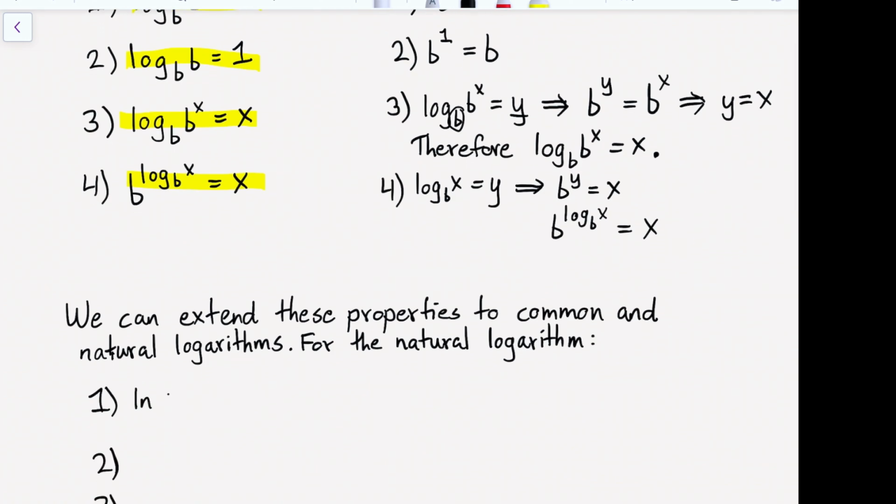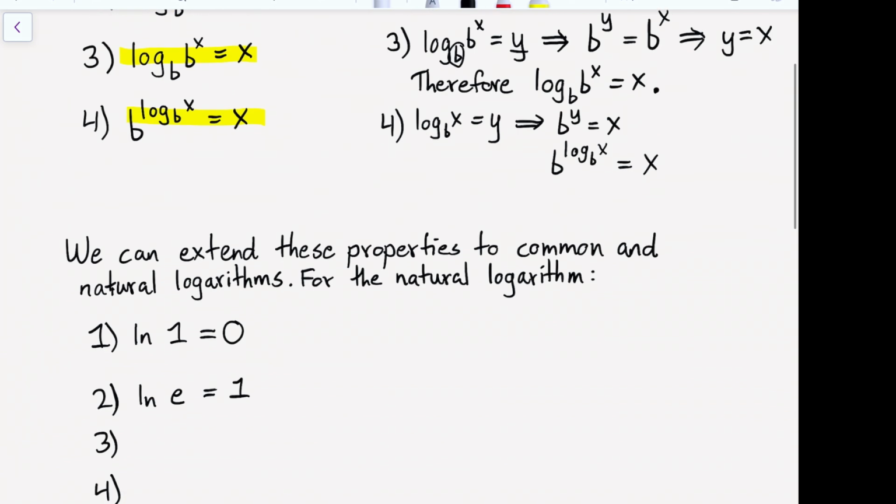So, what's the natural logarithm equivalent of log b of 1 equals 0? We would say natural log of 1 equals 0. Second, we're going to say natural log of e equals 1. Remember, the natural logarithm is log base e. So we're simply saying here in number 2, log base e of e equals 1.